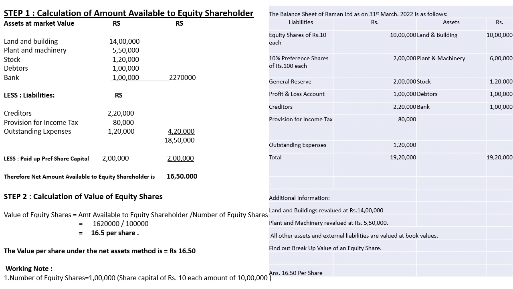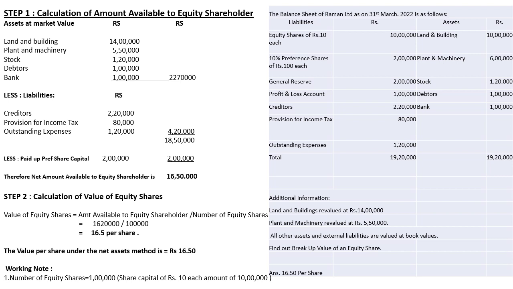Here the total of liabilities is 4 lakh 20,000. Once we deduct liabilities from assets, we get 18 lakh 50,000. Less, we have to take paid up preference share capital, which is given in the problem sum as 2 lakhs. If it is given, we have to deduct it. So 18 lakh 50,000 minus 2 lakh, we get 16 lakh 50,000. Therefore the net amount available to equity shareholders is 16 lakh 50,000.